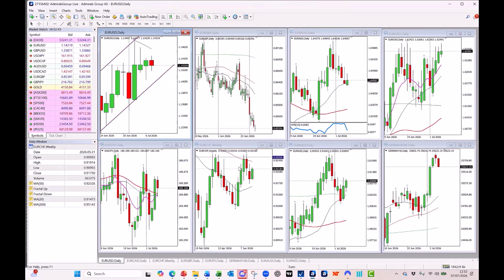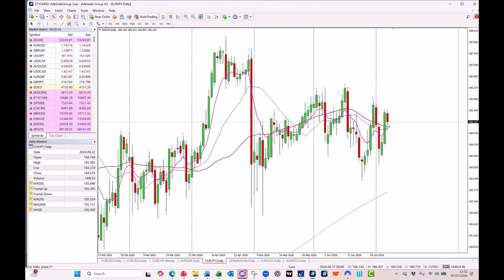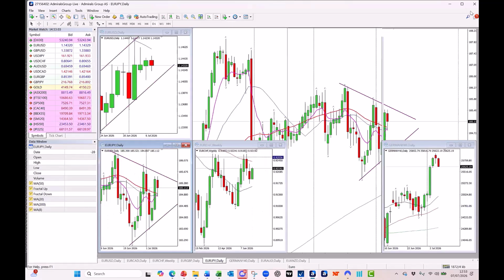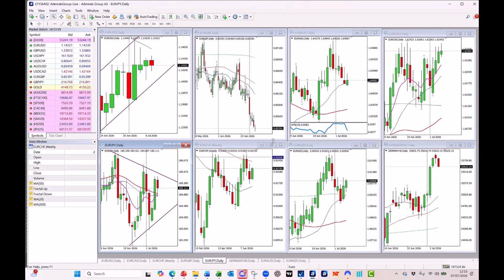But it is a bit of a mixed picture. Euro against yen, if you look at that on the daily chart, I wouldn't exactly say that fills me with great joy. That's not exactly been easy to trade. If anything, once again, I just see price coiling up a bit on euro against the yen.